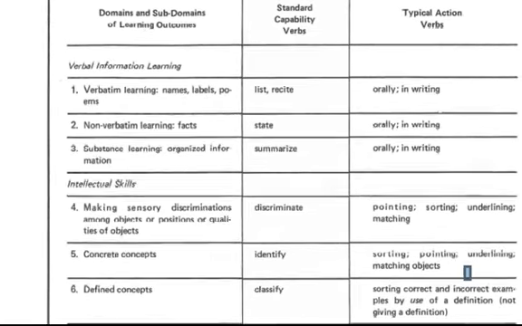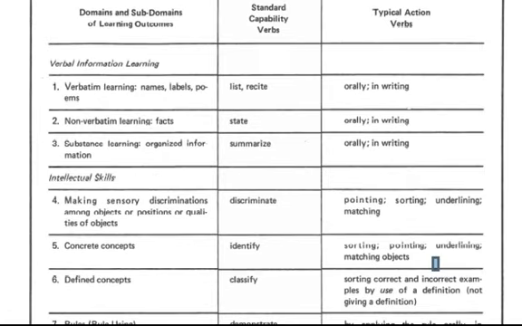In this chart, each learning domain is accompanied by a standard capability verb, as well as a list of typical action verbs. These verbs are used to write student learning outcomes because they help instructional designers keep track of the types of learning outcomes they are trying to achieve in the courses they develop.